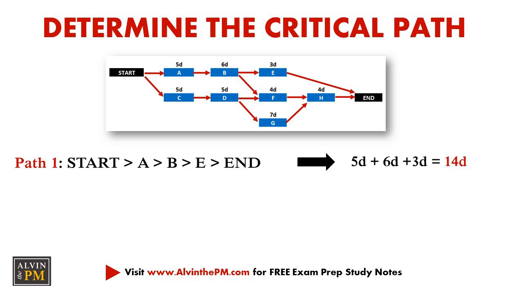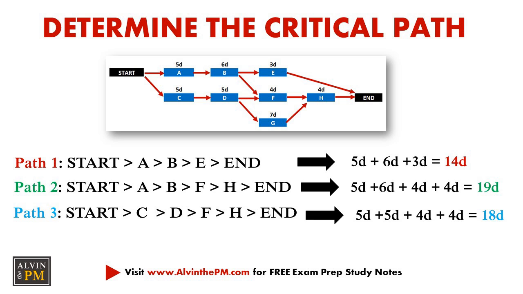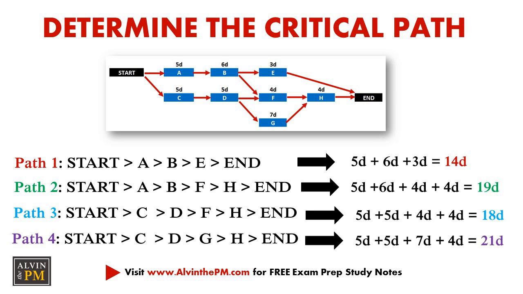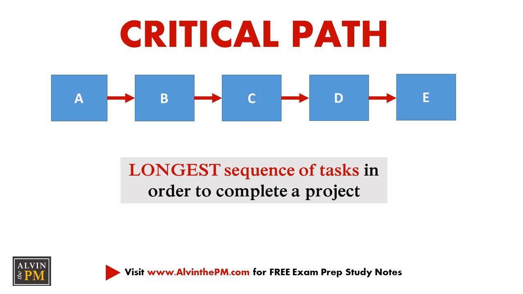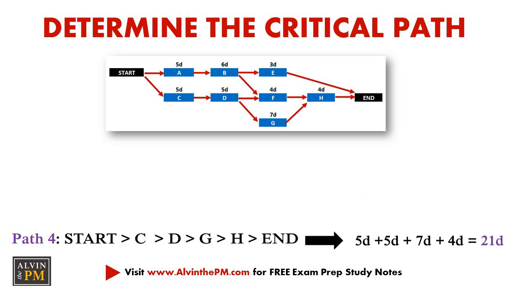For the first path, summing up its activities' durations, we calculate that its duration is 14 days. The second path is 19 days. The third path is 18 days. And the last path takes 21 days to complete. Now, since the critical path is the longest sequence of tasks to complete a project, this must mean that path 4 is the critical path since it has the longest duration of 21 days.